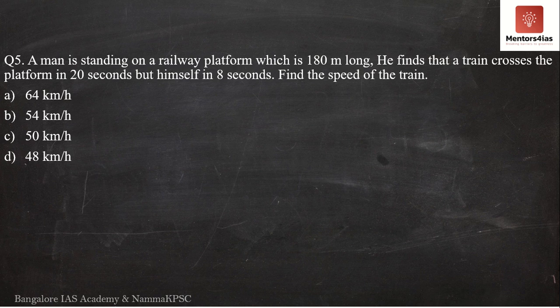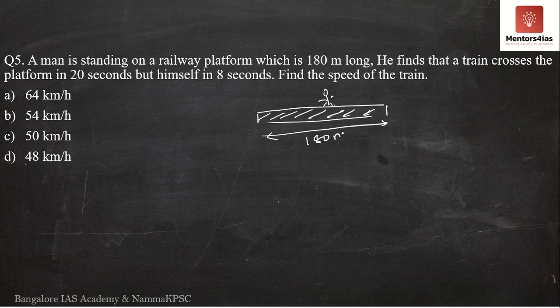Now, the fifth question. What does the fifth question say? The fifth question says, a man is standing on a railway platform, which is 180 meters long. Now, this is your railway platform.